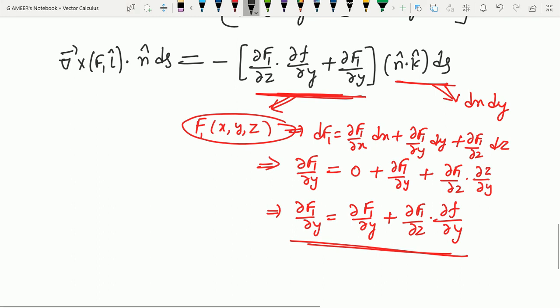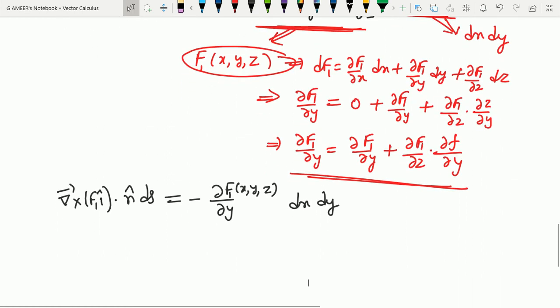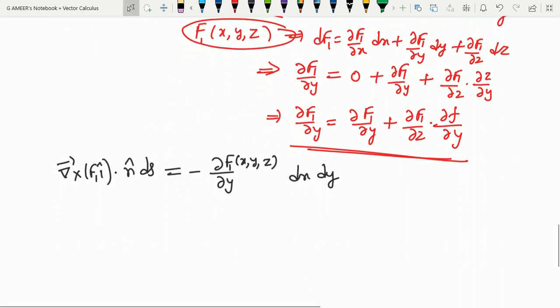So that means here I can write del cross f1 i dot n cap dS will be written as minus ∂f1/∂y, where f1 is a function of x, y and z, into dx dy. So this is what actually the final result is. Now we'll take the integration.